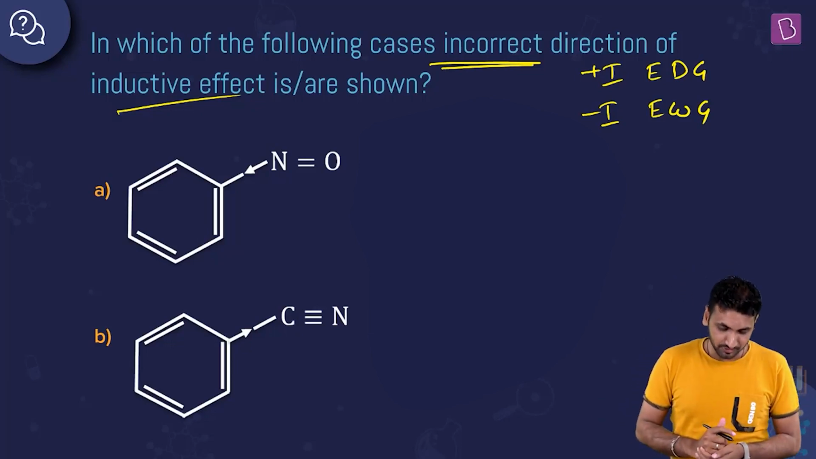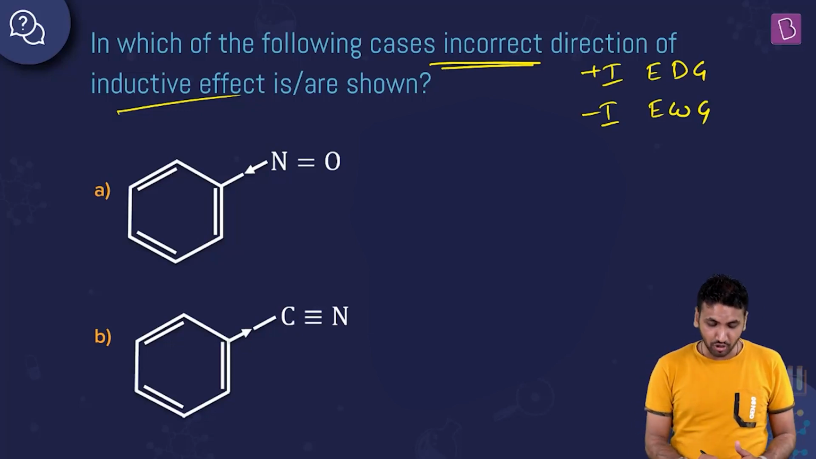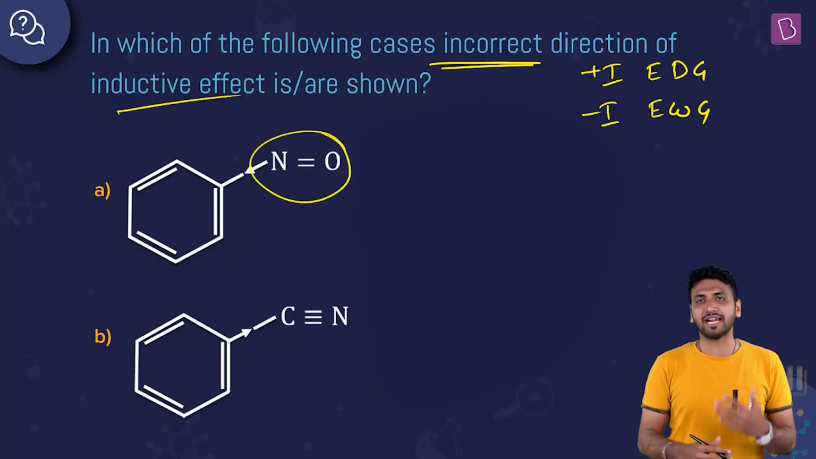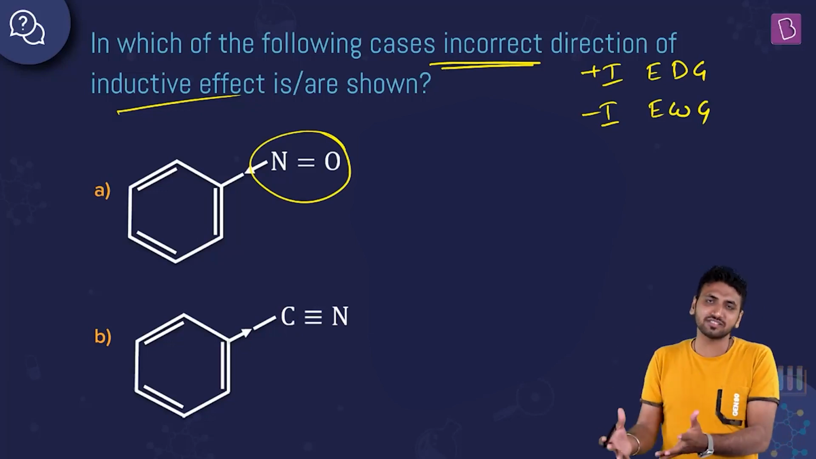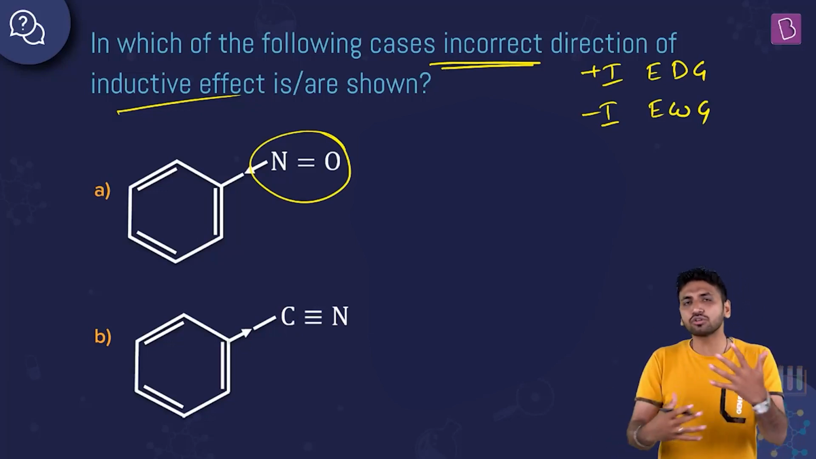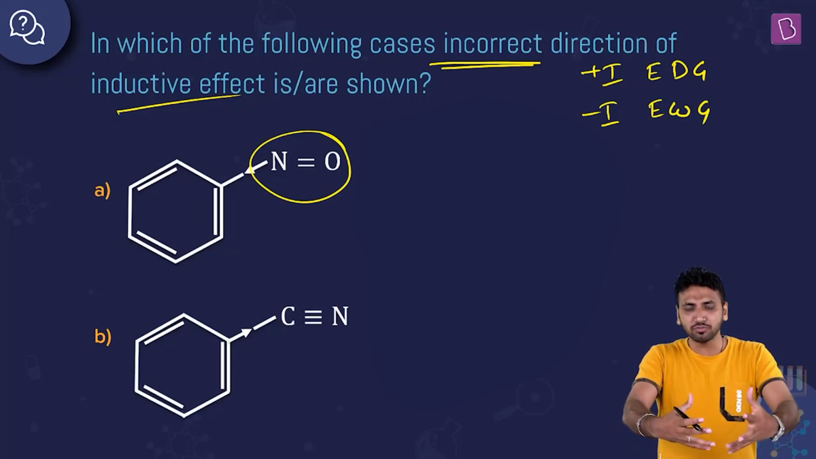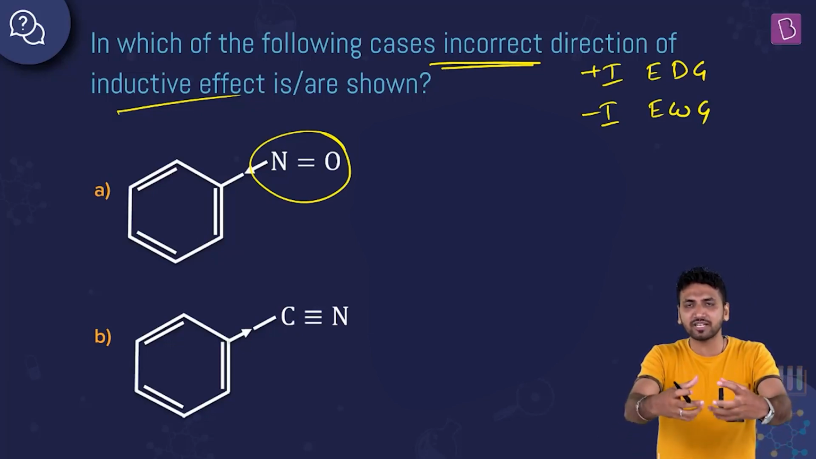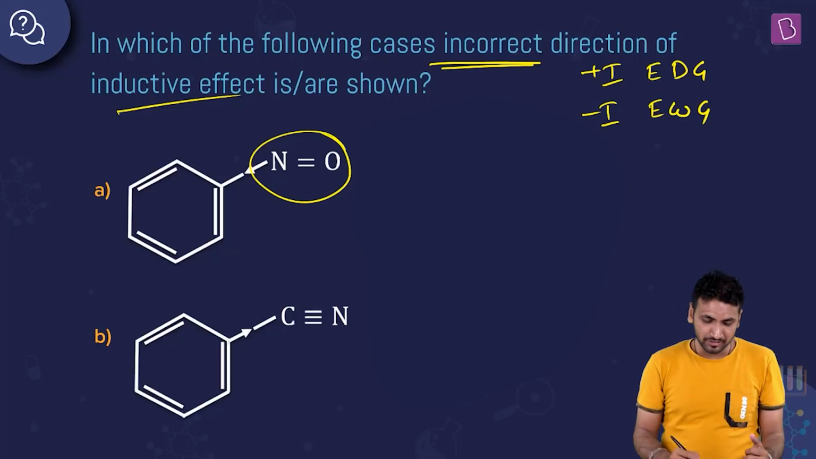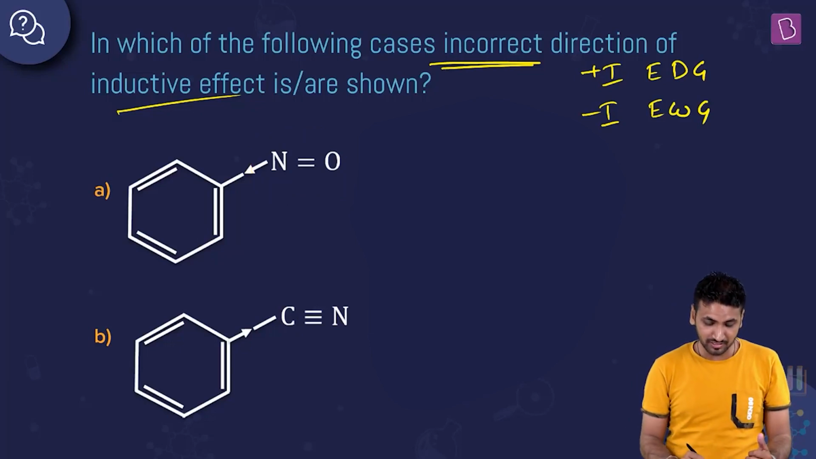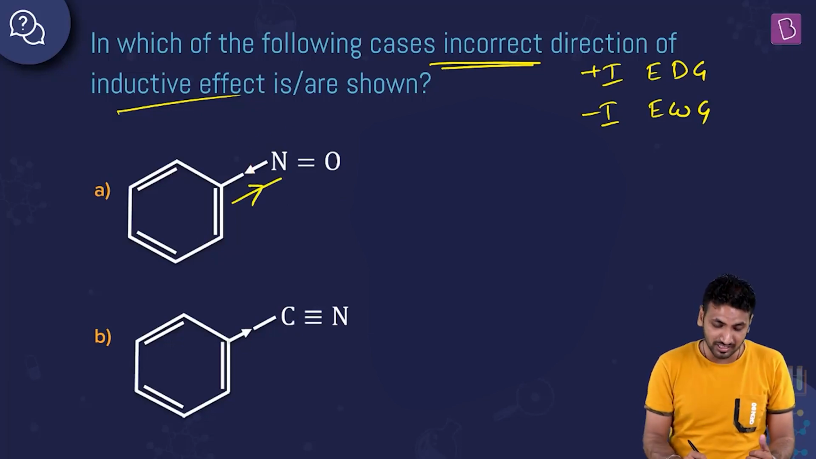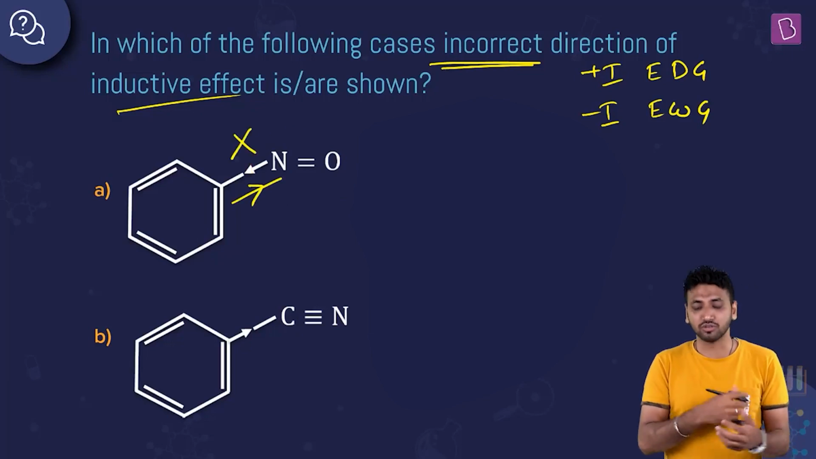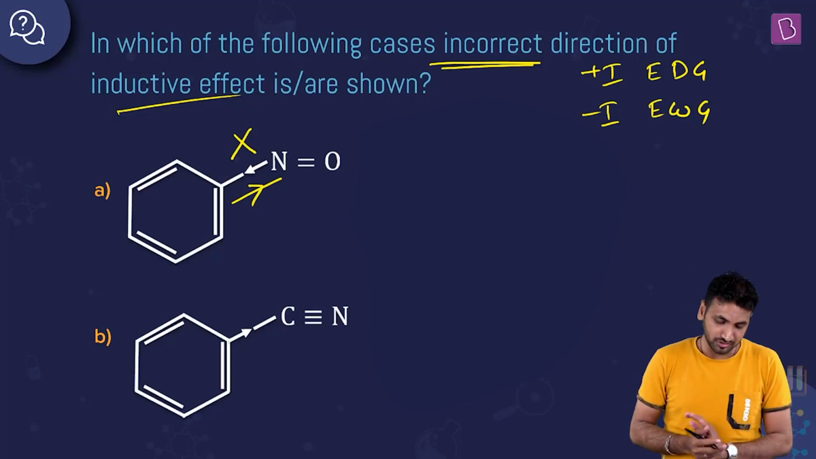Okay, so if you just go by that way, option A, you have NO group, nitroso, right? So nitrogen is electronegative, oxygen is of course electronegative, so this whole group is electronegative, so it is going to pull that shared pair of electrons towards itself, right? So the arrow should be in this direction, but this is reverse. This is exactly reverse. This is an incorrect notation to show inductive effect. So yes, this is incorrect.